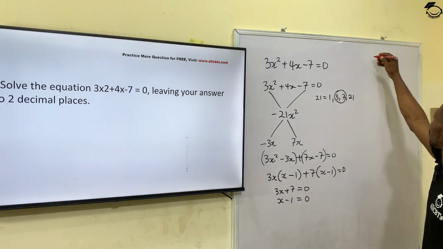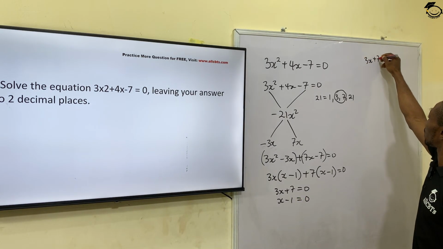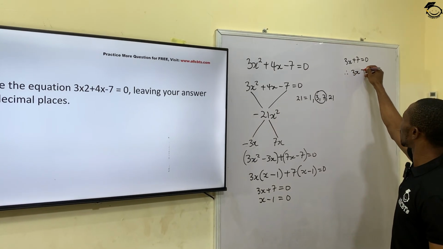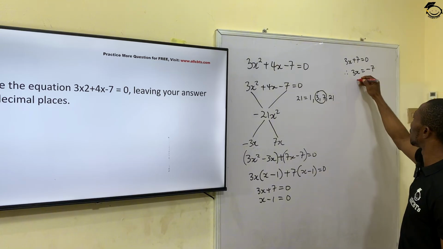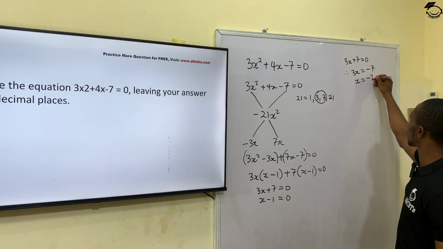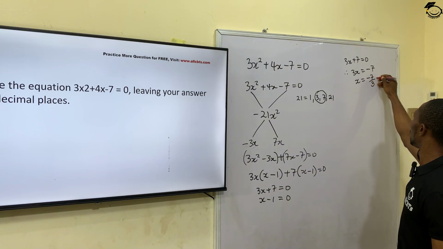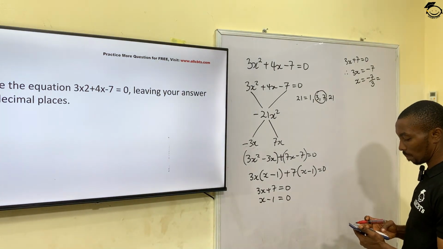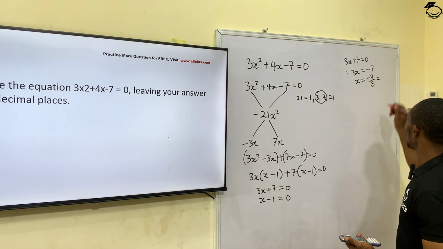Now bearing in mind that our 3x plus 7 equals 0, therefore 3x equals minus 7, x equals minus 7 over 3. Now, if we divide that, 7 divided by 3 would give us 2.